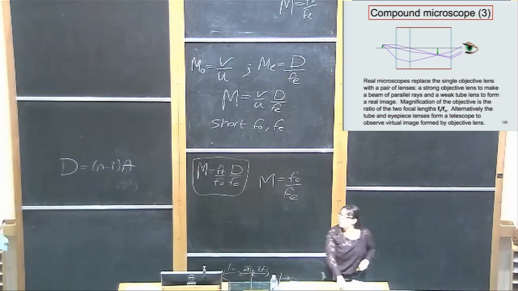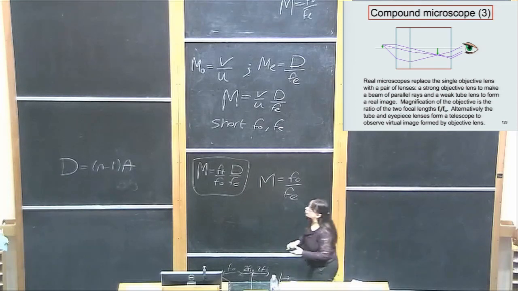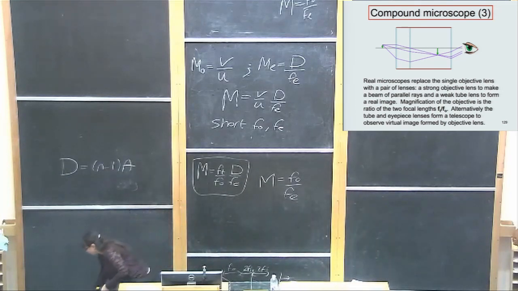So why do you want to do that at all? Why bother with this extra lens? Well, actually, it just means that you can get different magnifications if you want to, just by replacing the objective lens. It might be easier for you to think about this in another way.